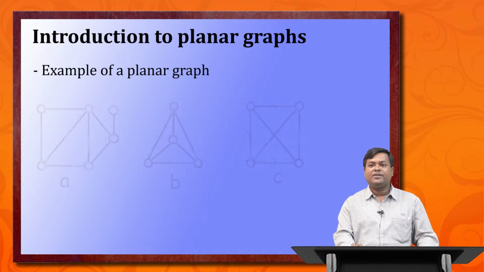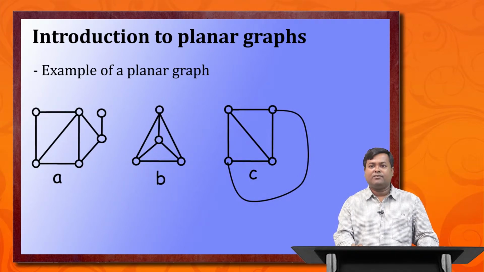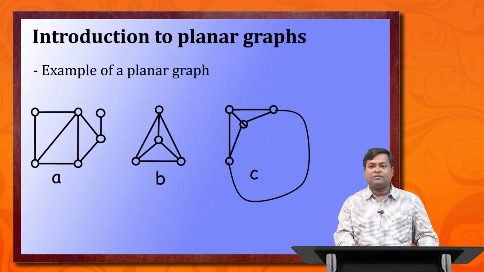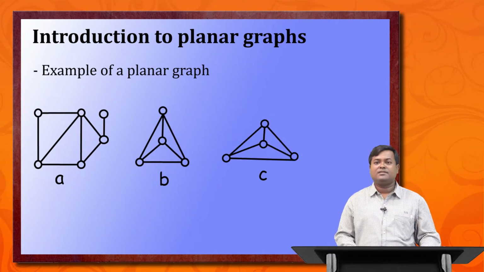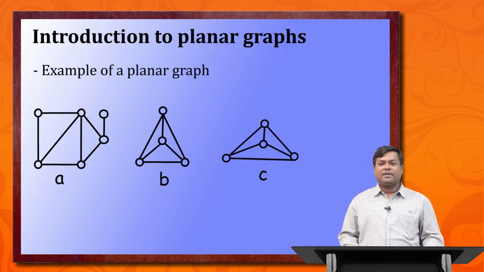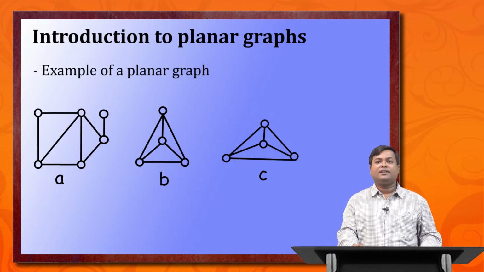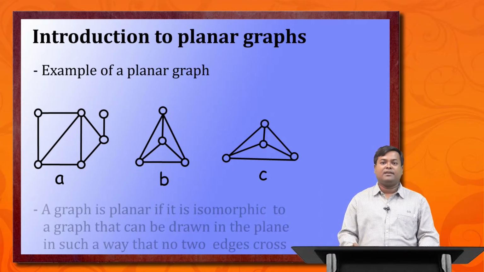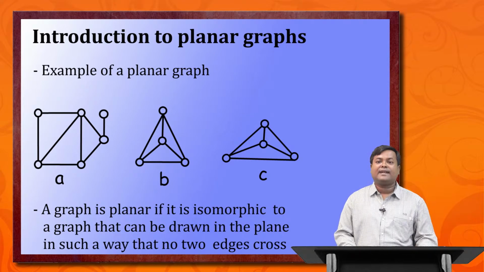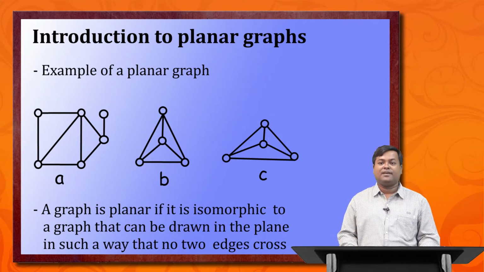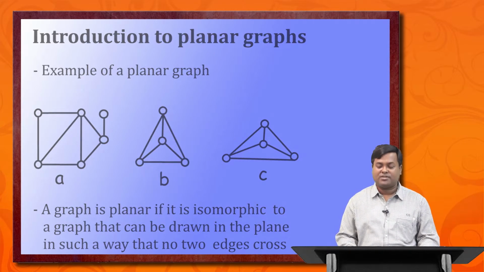Now if we redraw it, what we see is that graph C is isomorphic to graph B. It's similar to graph B. So we can redefine the planar graph concept like this: a graph is planar if it is isomorphic to a graph that can be drawn in the plane in such a way that no two edges cross.